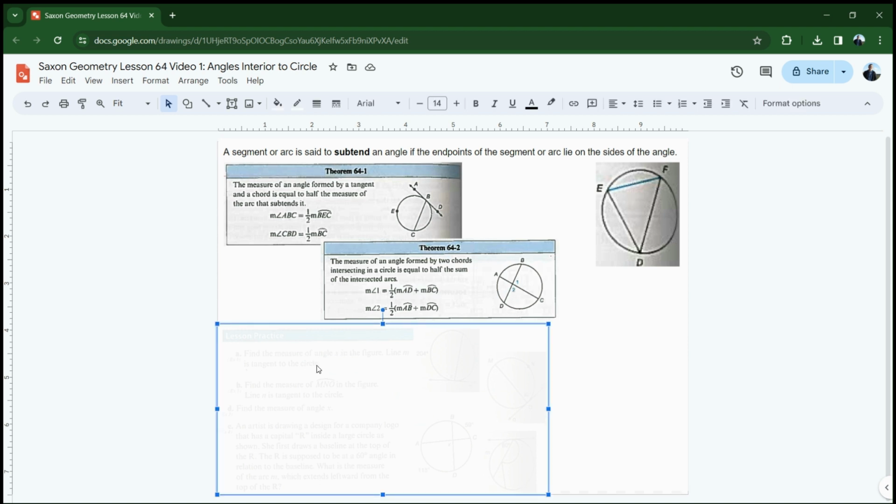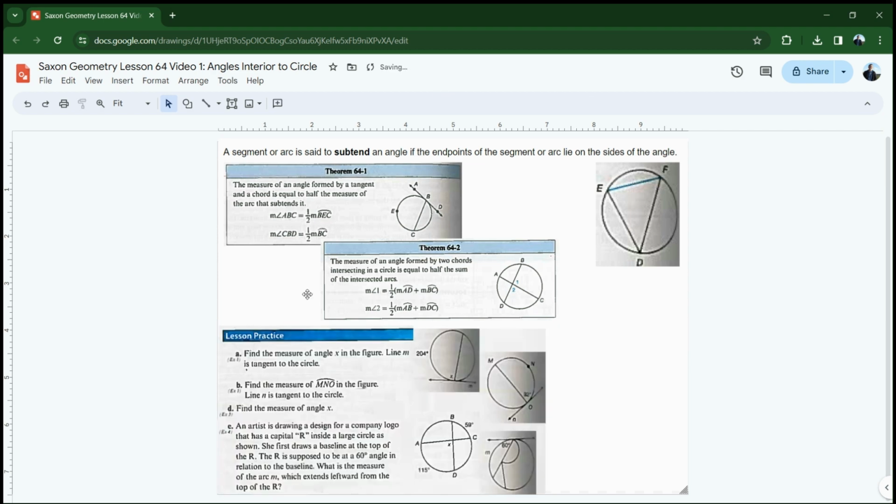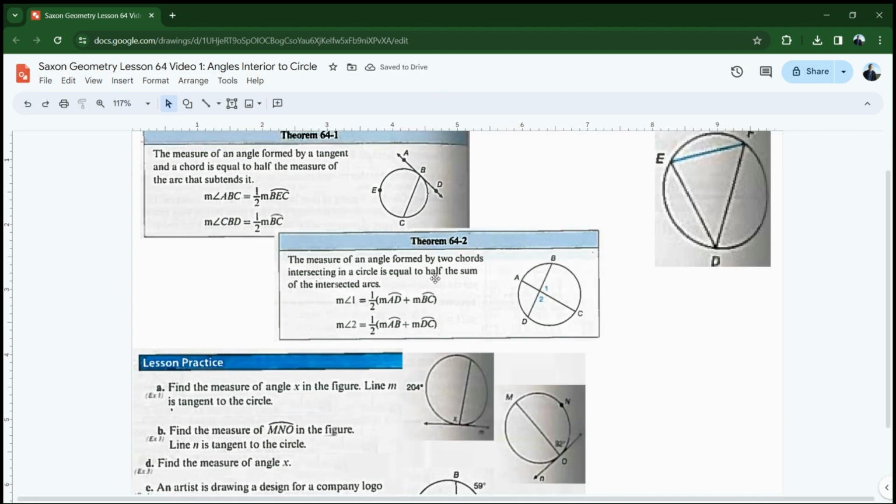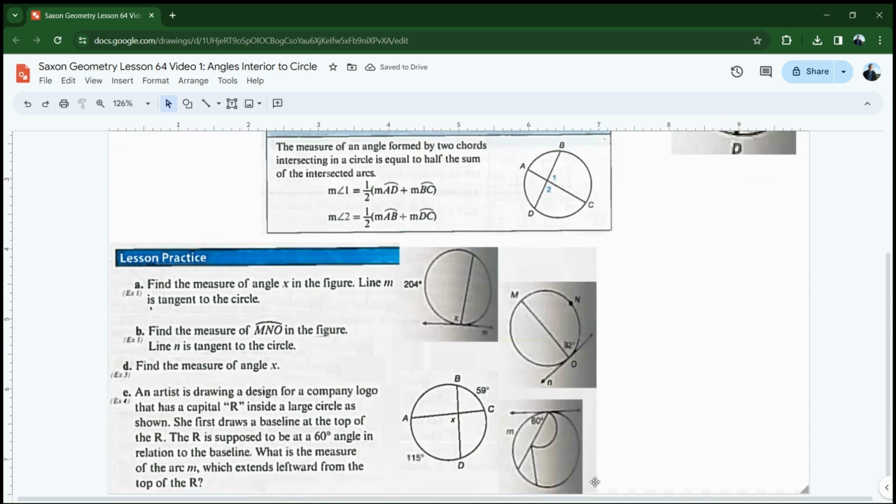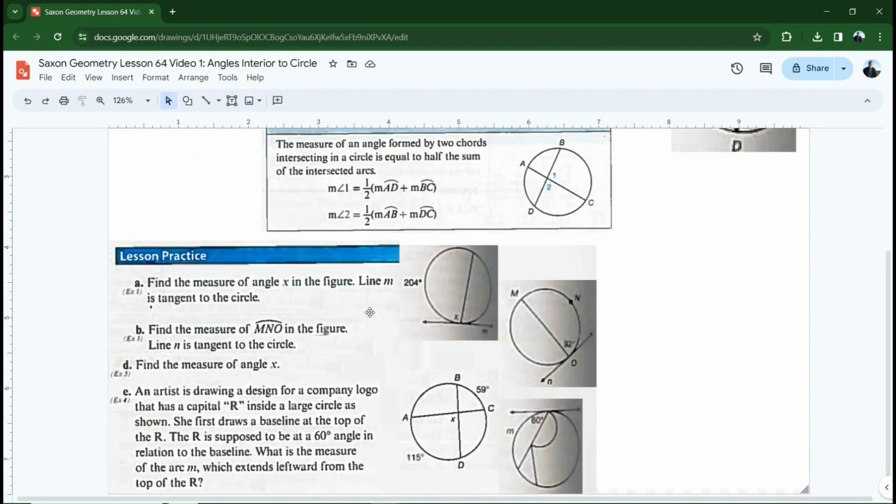Now, I've explained the theorems, but let's put them into practice because this is where they're actually going to start to make sense to you. All right, so the first thing we need to do is find the measure of angle X in this figure. This figure is a little blurry. We have line M down here. It's a tangent line. X makes an angle with tangent line M. So X is an angle here for this chord, and we need to find the measure of angle X.